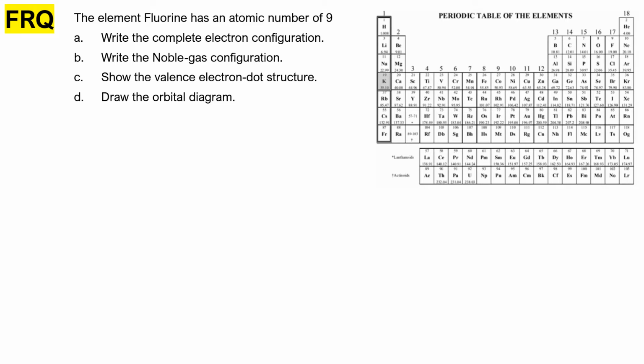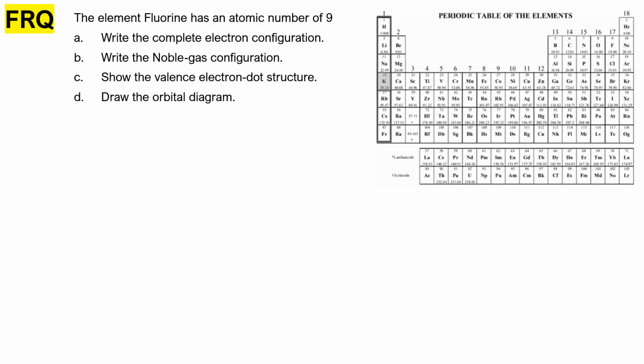Today, our task is we will try to deal with the FRQ questions, or what we call the free response questions. On the screen, the question is: the element fluorine has an atomic number of 9. A, write the complete electron configuration. B, write the noble gas configuration. C, show the valence electron dot structure. And D, draw the orbital diagram.